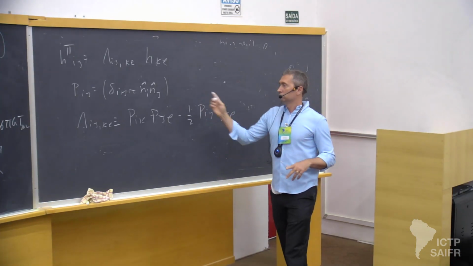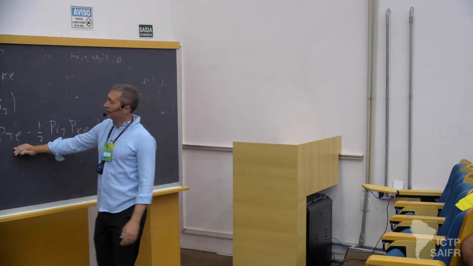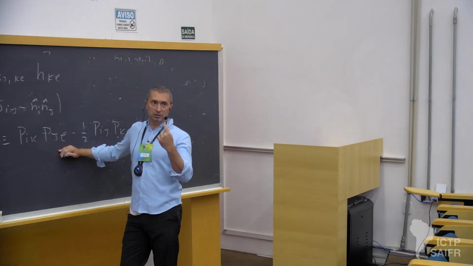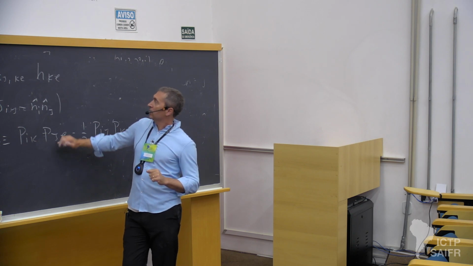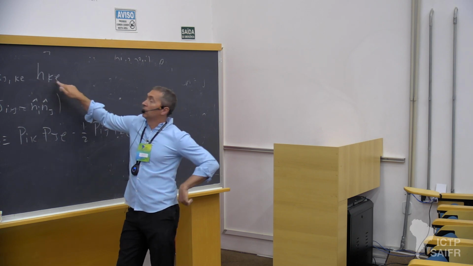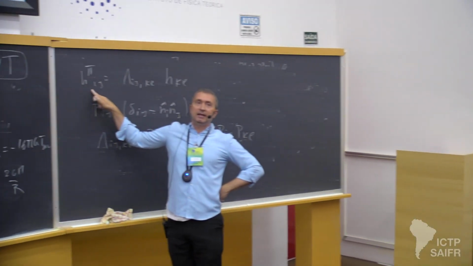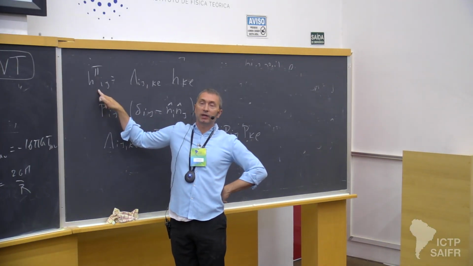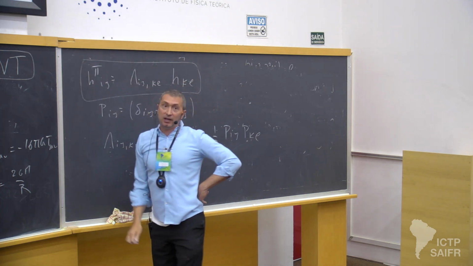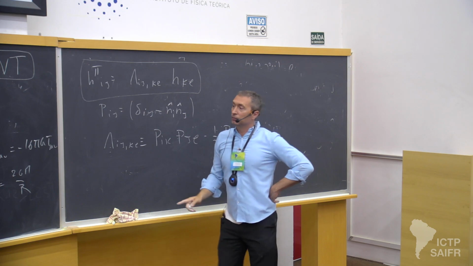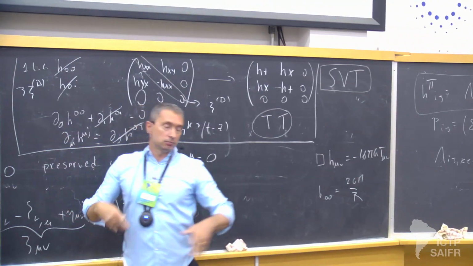Okay, it's a trivial exercise, and I urge you to do it: this is a projector, first, the square of it is itself, and its eigenvalues are only 0 and 1. And then if you apply it to a generic symmetric rank-2 tensor, it spits back the TT part, okay? So this is just a recipe that is very, very handy to do computation. Instead of finding a gauge transformation that kills some of the components, forget it.